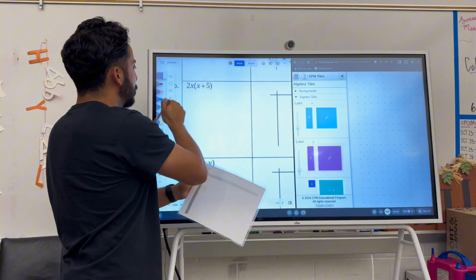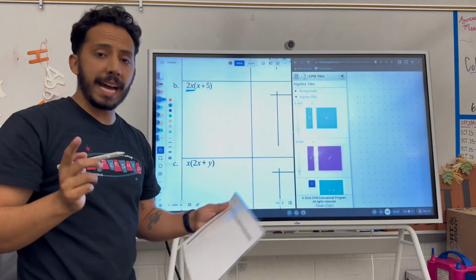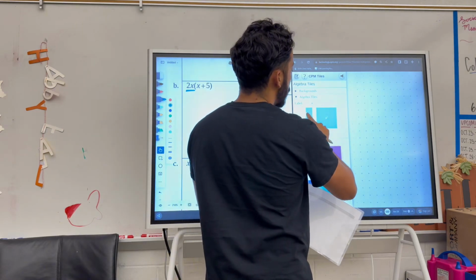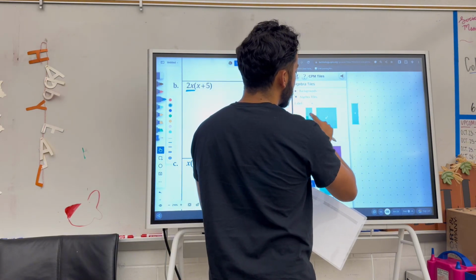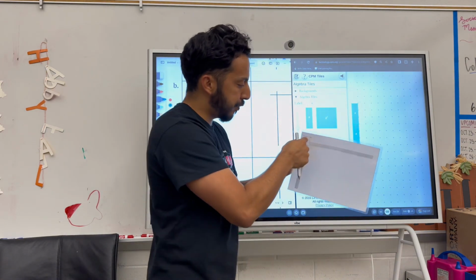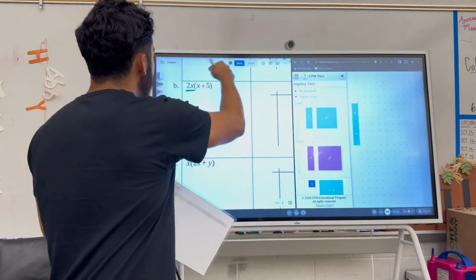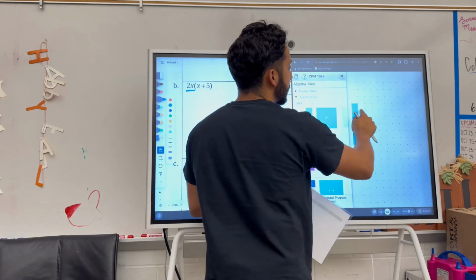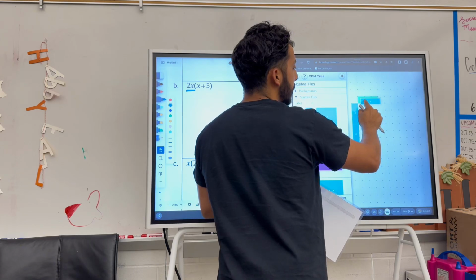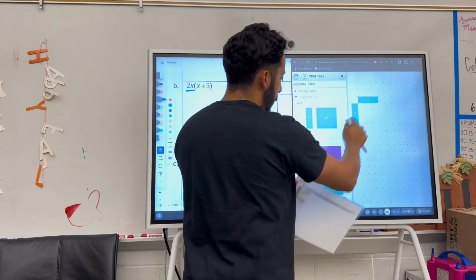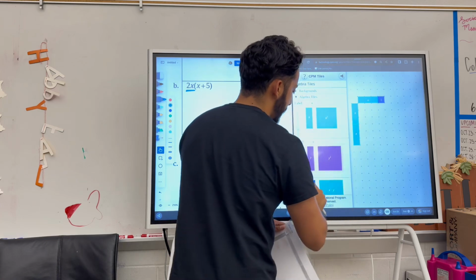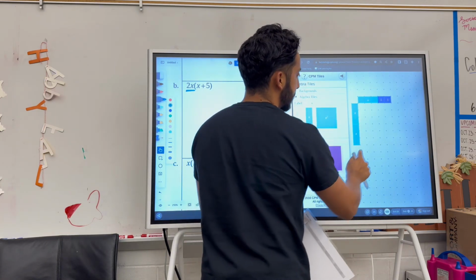My first side is 2X. So with 2X tiles, I come over here, grab my 2X tiles, and I'm setting up that frame there on the left side. The next side length is X plus 5. Get your X tile, slide that into the top. I got 1 X tile, and I need 5 unit tiles.